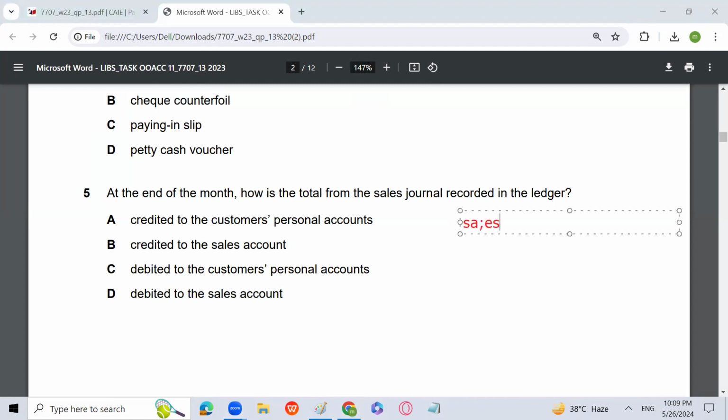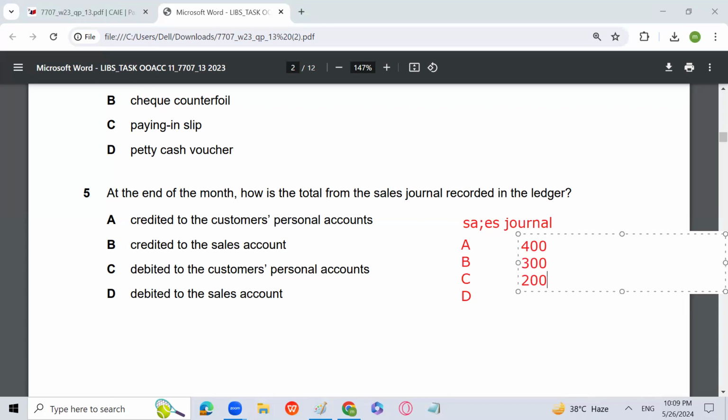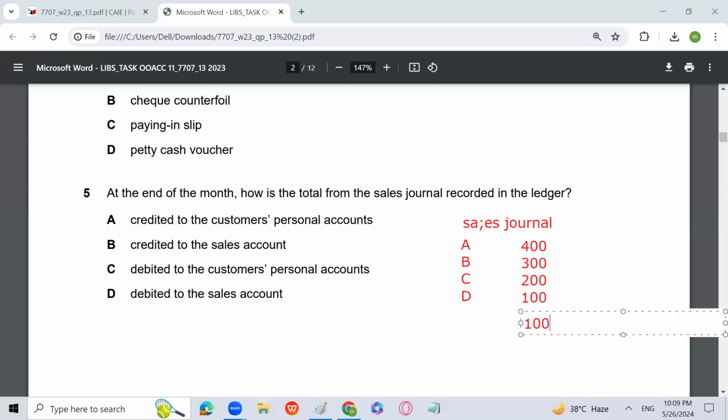We are talking about sales journal. In sales journal, we record the names of the people to whom the goods are sold on credit, their individual amounts, and total. 400, 300, 200, 100, and the total is going to be 1000. So where is the total of sales journal going to go?